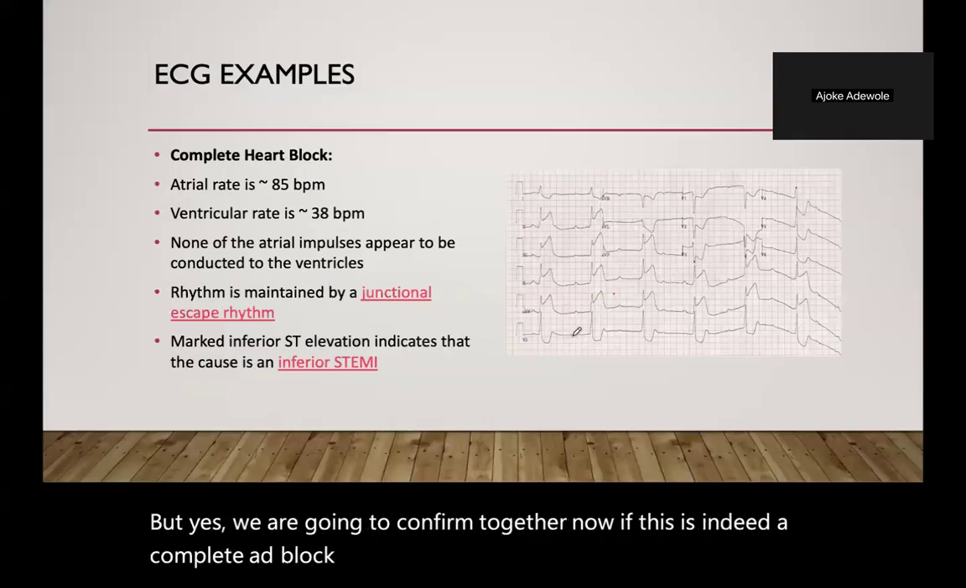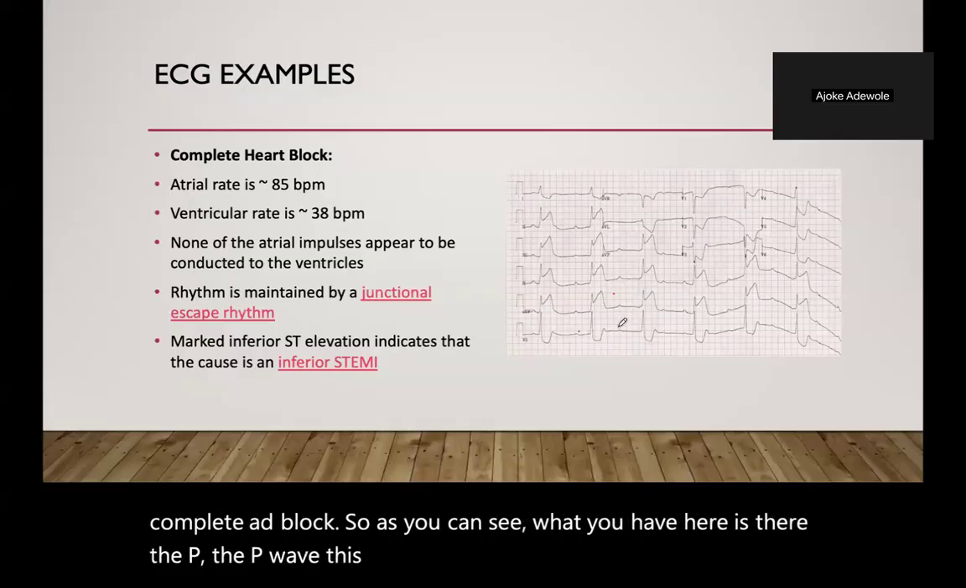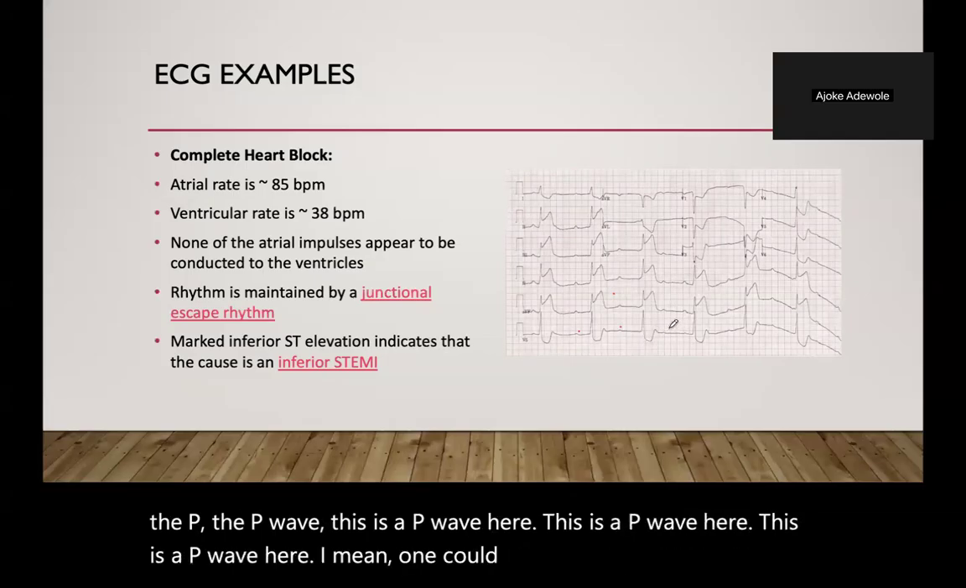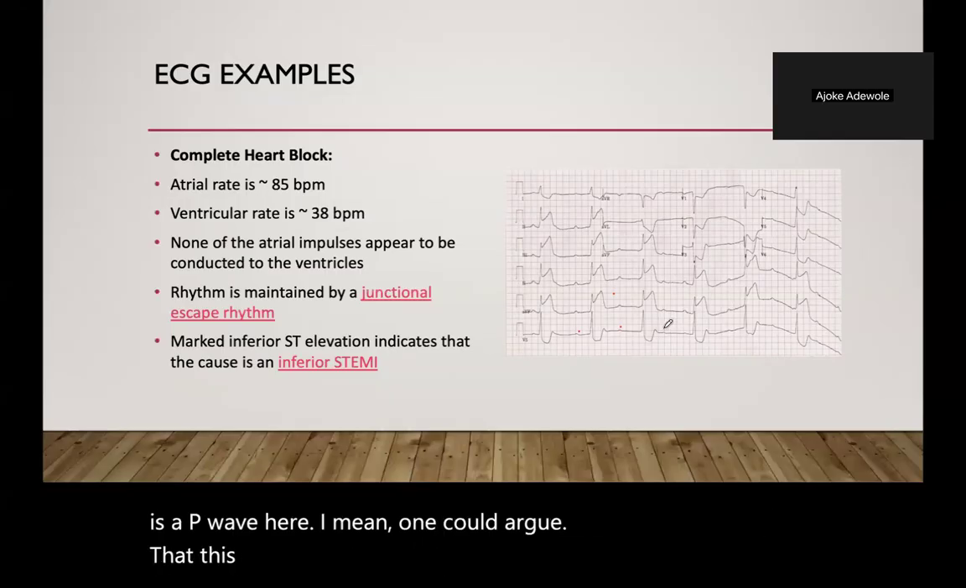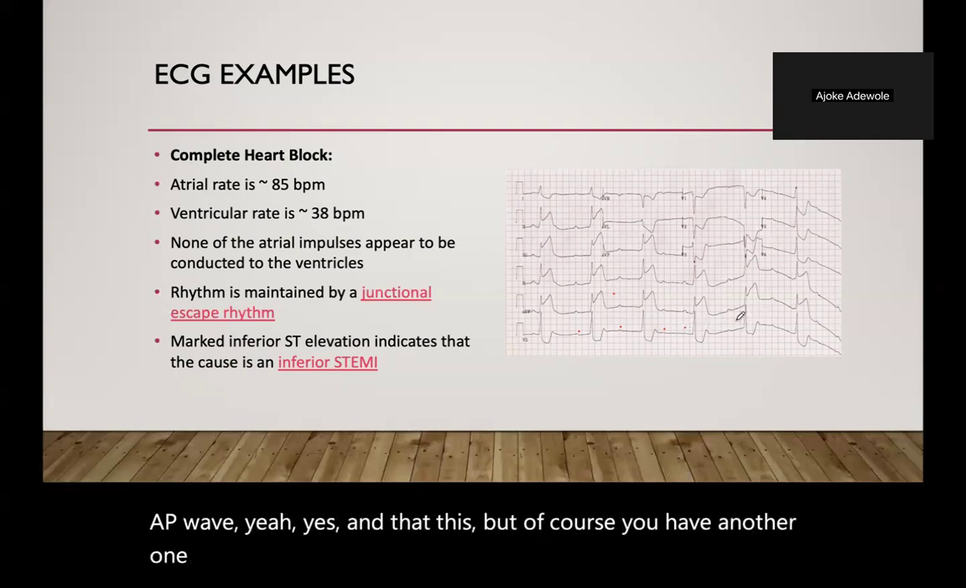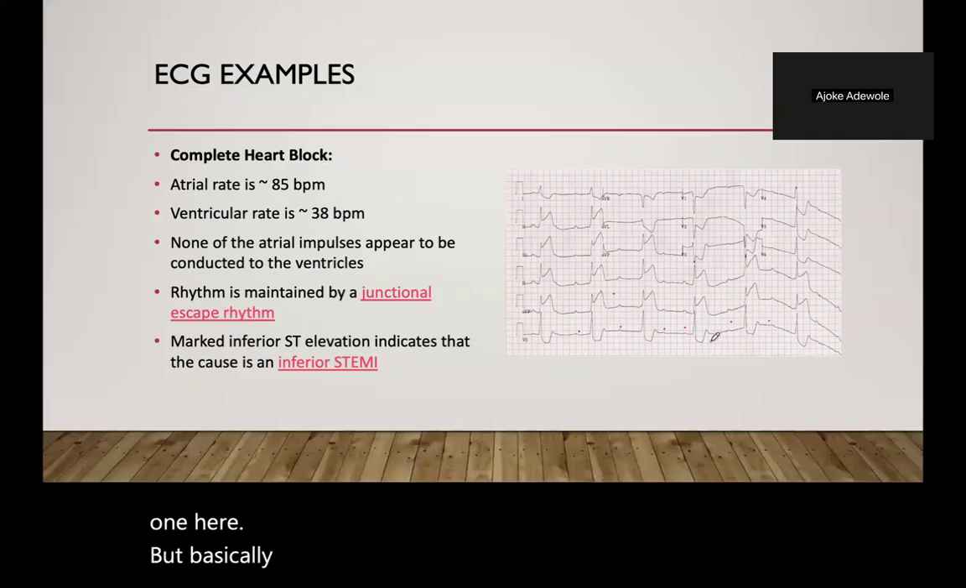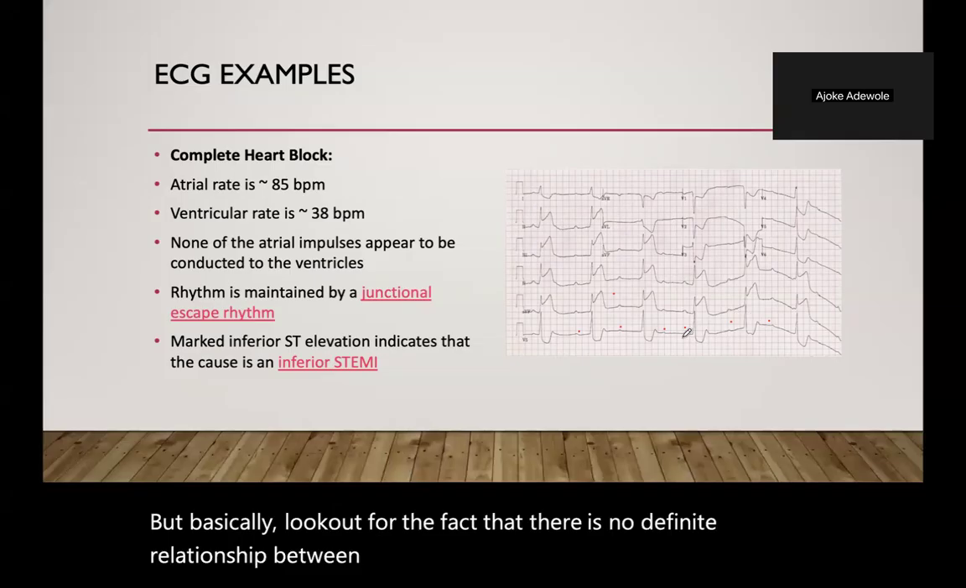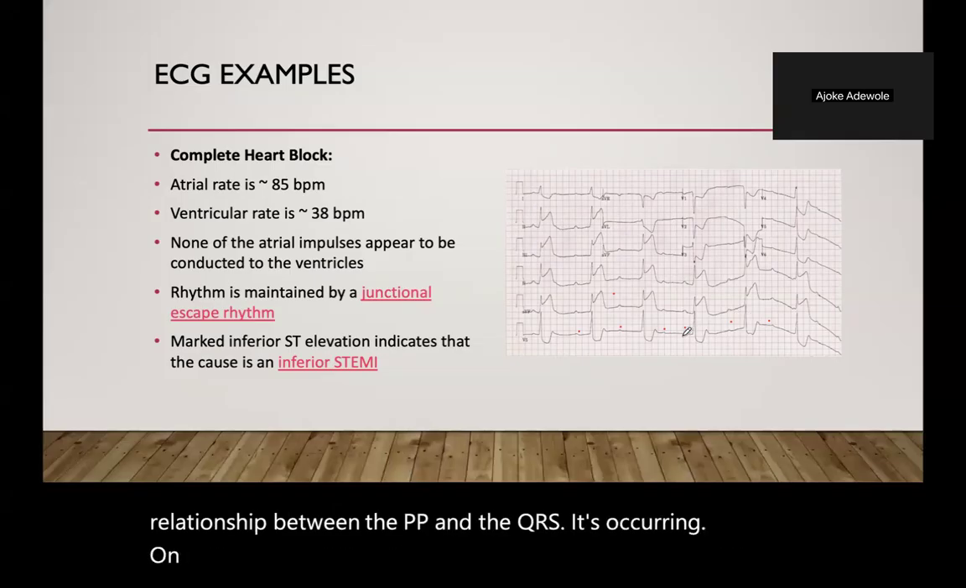So as you can see, what you have here is the P wave. This is a P wave here. This is a P wave here. This is a P wave here. One could argue that this is a P wave here, and that's this. But of course, you have another one here. But basically, look out for the fact that there is no definite relationship between the P and the QRS. It's occurring on its own, differently. You cannot establish a relationship.